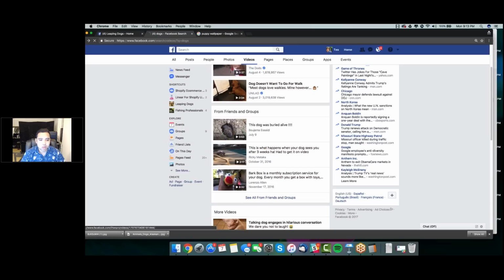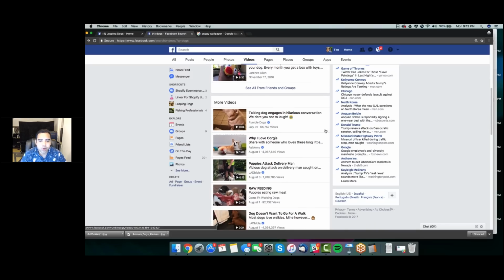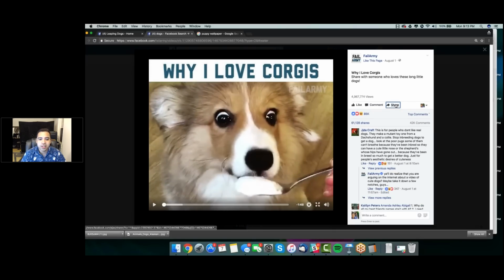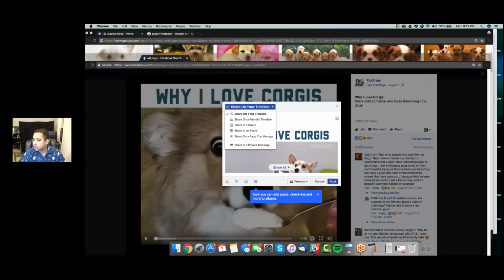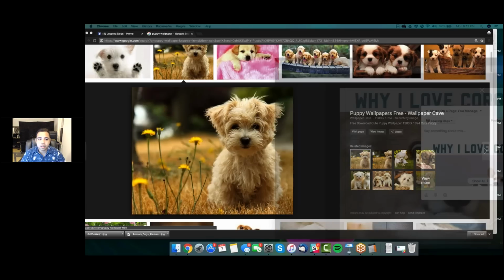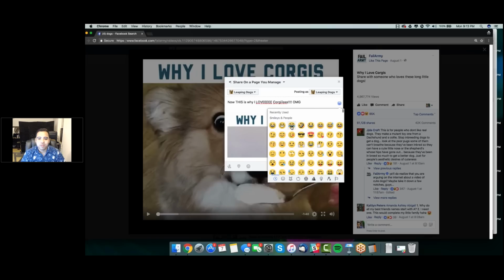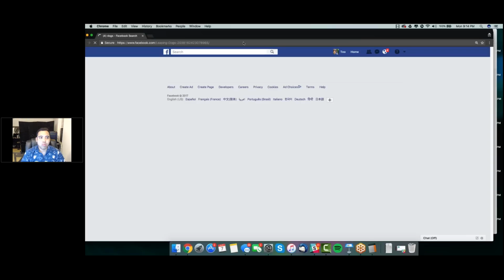Oh my gosh, that's horrible. Let's see. Why I love corgis. Okay, this is a cool thing. That's hilarious. So we're going to share this, and we're going to share it on our page again. So let's go back here, share on a page we manage. We're going to go into Leaping Dogs. Now we're going to say, now this is why I love corgis. Something like that. We'll put a little emoji here just for fun. All right, post it.